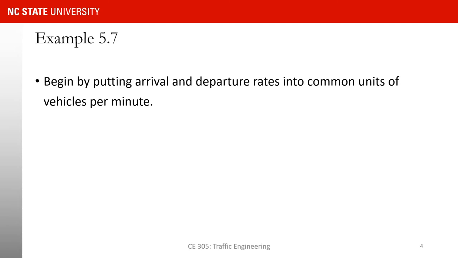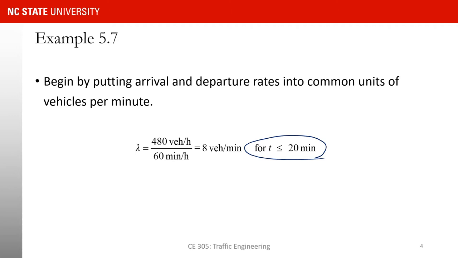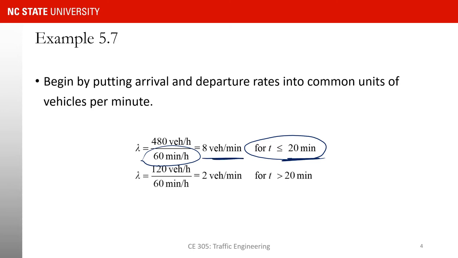One of the things that we want to do is to have a common unit for arrival and departure rate. So lambda, or our arrival rate, is 480 vehicles per hour, and this happens for the first 20 minutes. I want to convert that vehicle per hour to vehicle per minute. So I divide it by 60, and what I have is that my arrival rate in the first 20 minutes is 8 vehicles per minute. I do the same for after the first 20 minutes, or after 8:20. My arrival rate is 120 vehicles per hour. That means that each minute I have 2 vehicles arriving. So this is after the first 20 minutes. Each minute, 2 vehicles arrive.